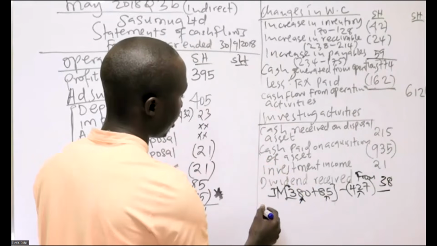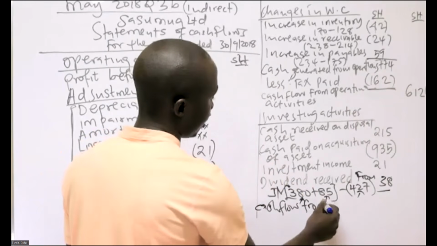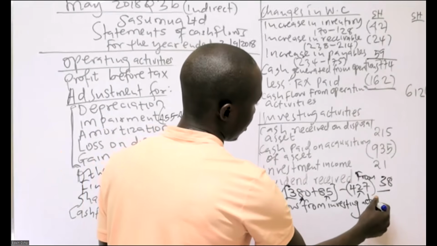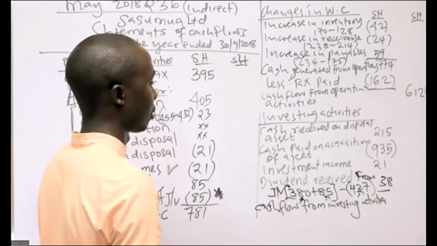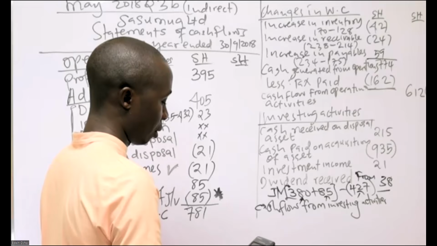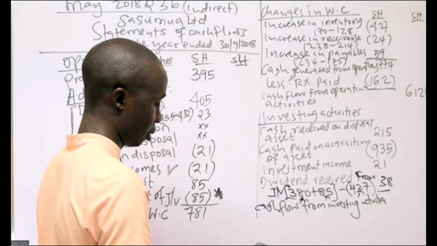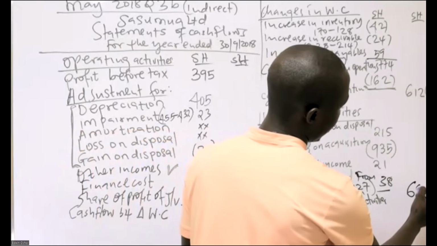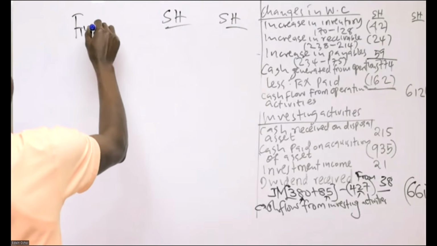So what do you have here as cash flow from investing activities? What is the answer there? So these are cash outflow of 661. The next thing, the final thing, is all about financing activities.